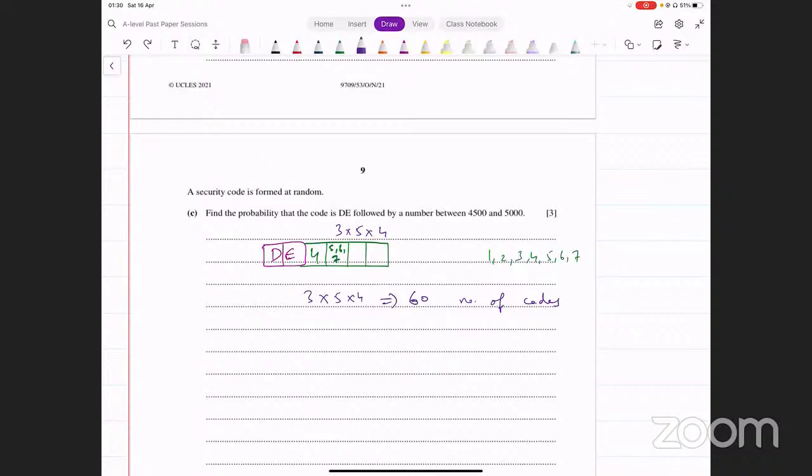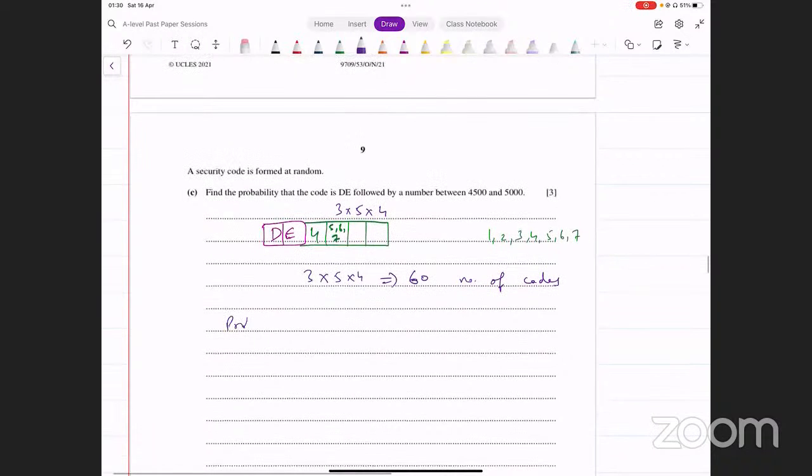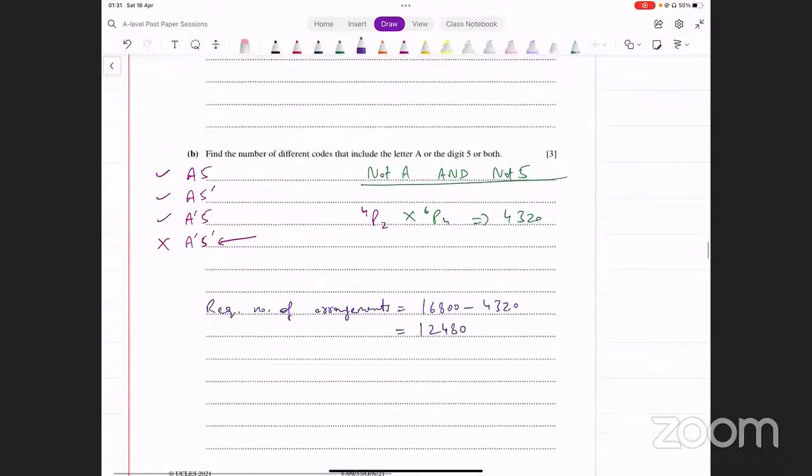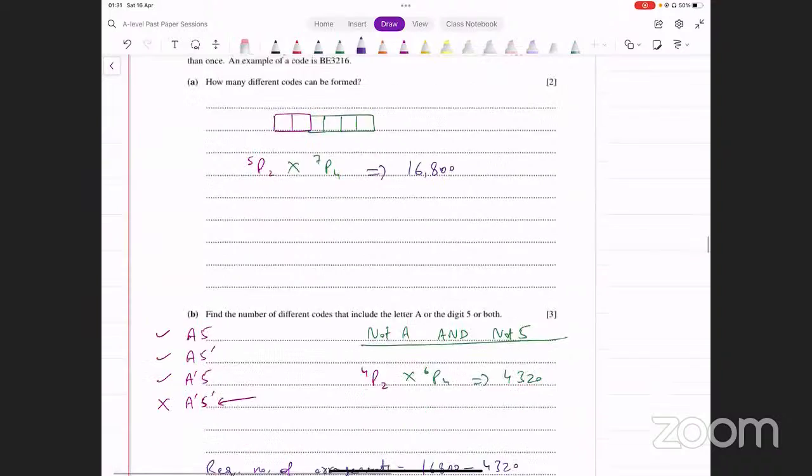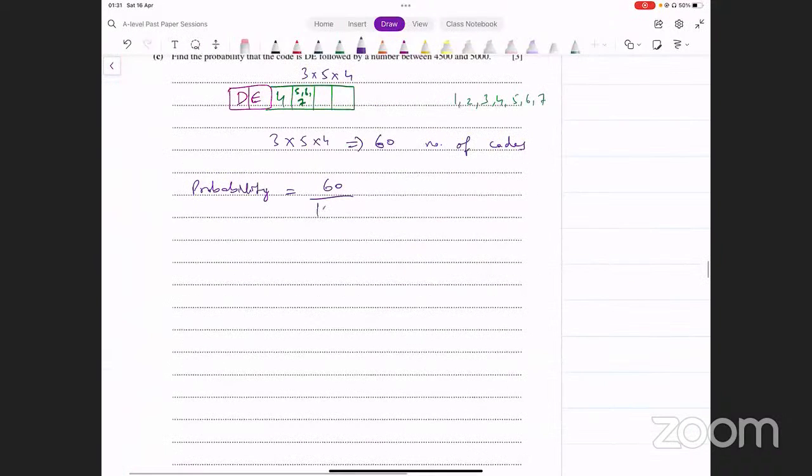For probability, what will you do? You divide this number by the total number of cases you had. That's 60 divided by the total number of cases. What was the total number of cases? It was 16,800 from the first part. You divide by that and see what that gives you.